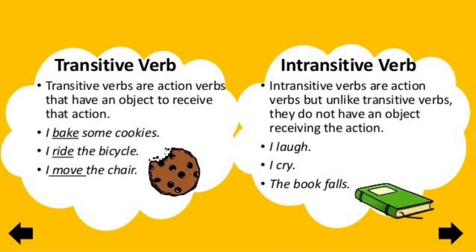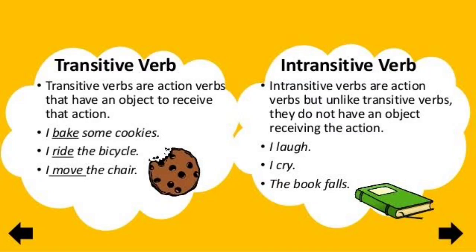So, in these sentences, we have the transitive verbs along with the direct objects. So, they are known as transitive verbs. Let's move on to intransitive verbs. Intransitive verbs are action verbs, but unlike transitive verbs, they do not have any object receiving the action.